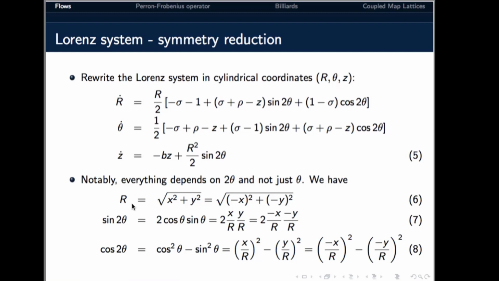Okay, so then you can guess, because everything depends on 2 theta and not just theta, that the rest of the coordinates are fine. r is x squared plus y squared, right? And this is also equal to minus x squared plus minus y squared. Then sine of 2 theta and cosine of 2 theta, you can do the same thing. So you can see that both of them are actually invariant under this pi rotation about the z-axis. So that means that the polar coordinates, the cylindrical coordinates, make the system invariant under the pi rotation, the Z2 symmetry.